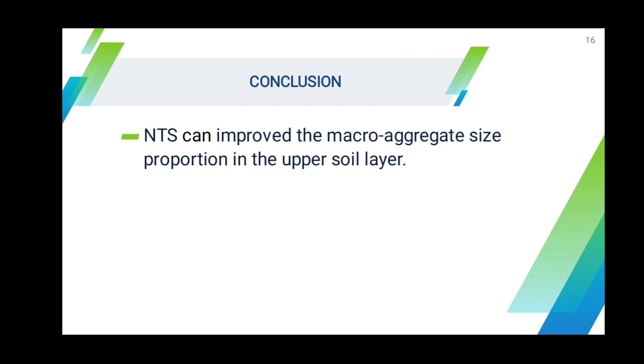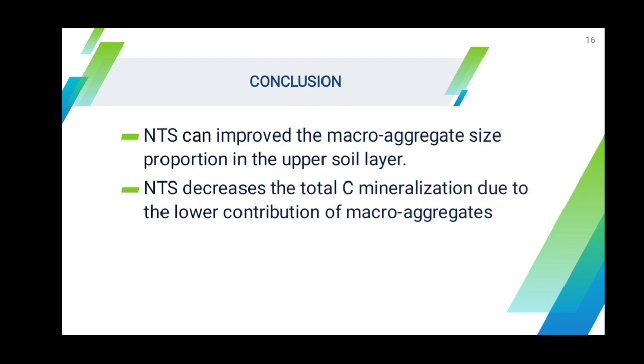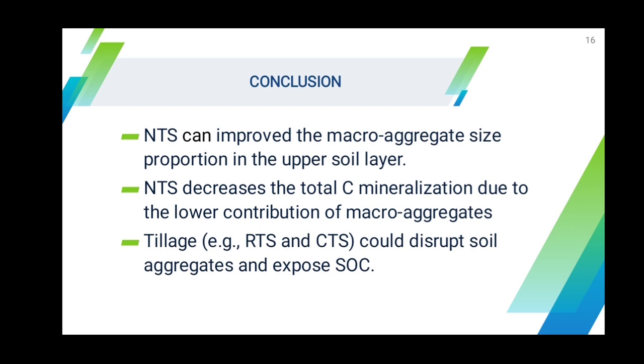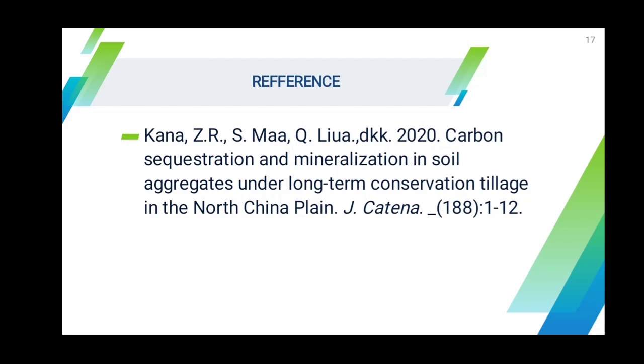Here we're going to the conclusion of this presentation. First, NTS can improve the macroaggregate size proportion in the upper soil layer. Second, NTS decreases the total C mineralization due to the lower contribution of macroaggregates. The last one is tillage, such as RTS and CTS, could disrupt soil aggregates and expose SOC. This presentation was made from this reference, so I recommend you read the journal for more information.